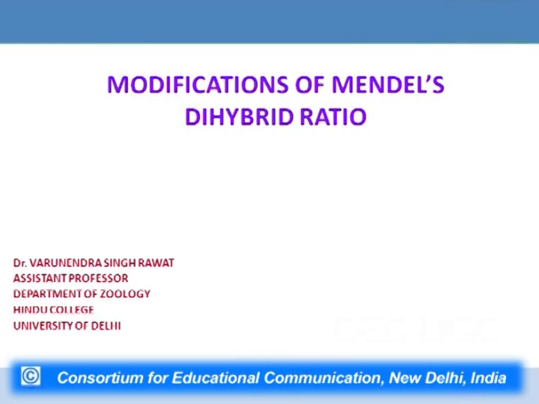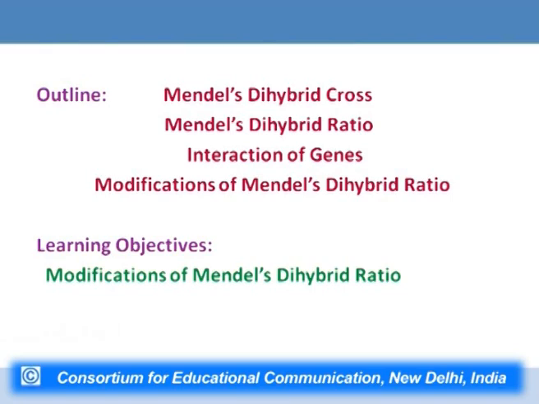Today I will be talking about modifications of Mendel's dihybrid ratio. Mendel was a great scientist who is also known as father of genetics. He performed certain experiments which established rules for monohybrid crosses as well as dihybrid crosses. Today I will be discussing various modifications of Mendel's dihybrid ratio.